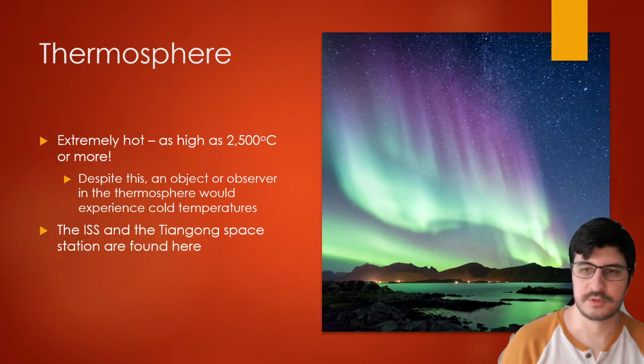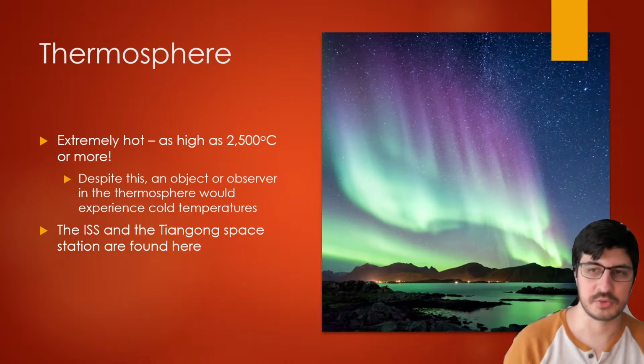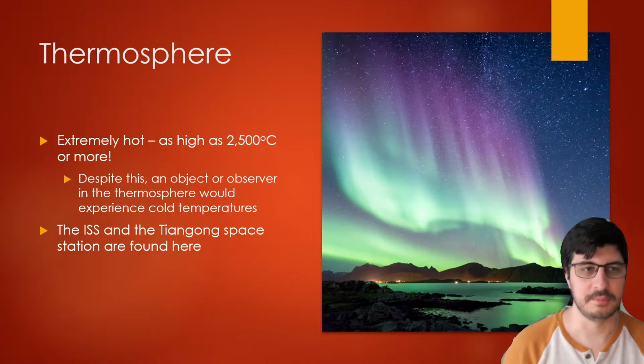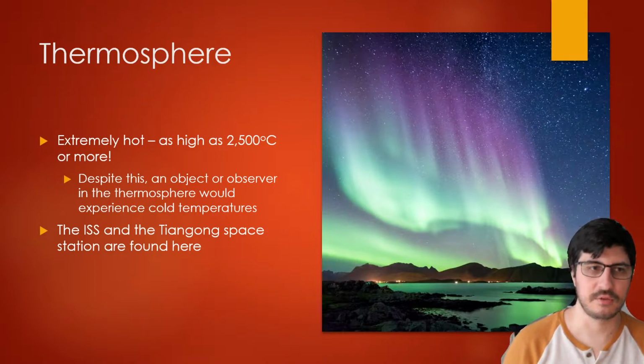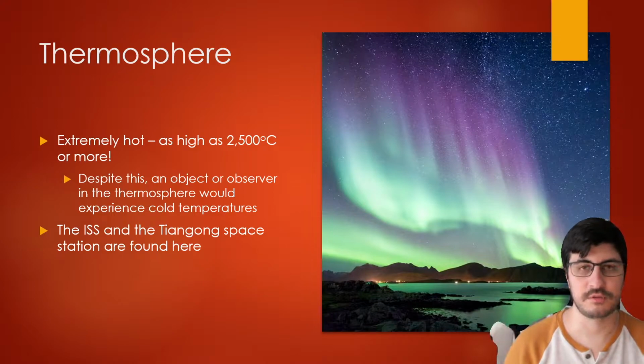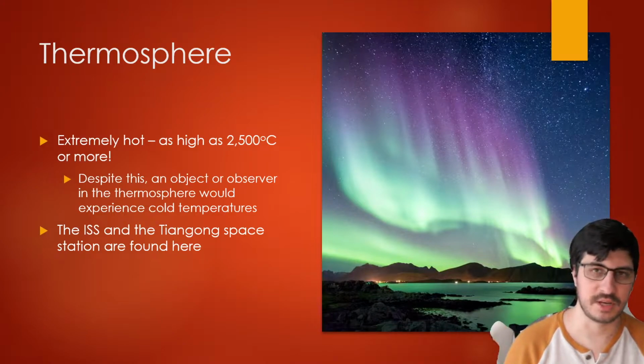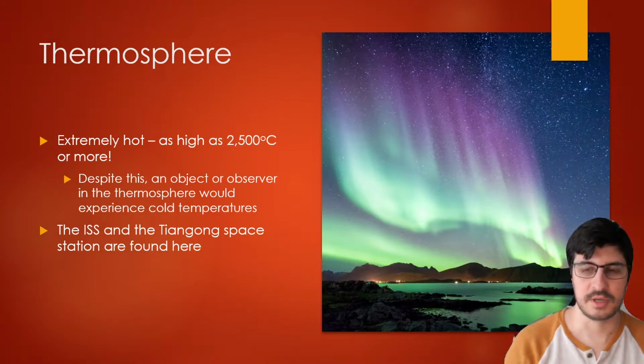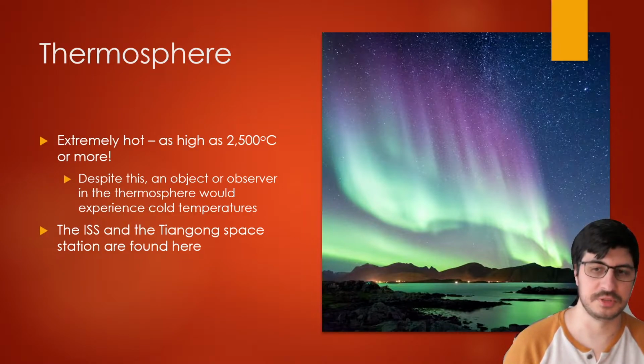So here's the thermosphere again, extremely hot, as high as 2,500 degrees Celsius or more, and this is what I was indicating. But it's practically a vacuum in the thermosphere. The low density of gases is insufficient, as I was saying, for those molecules to actually conduct that heat. So the molecules themselves will be superheated from the solar radiation, but they won't be able to conduct it. Despite this, an object or observer in the thermosphere would actually experience cold temperatures.